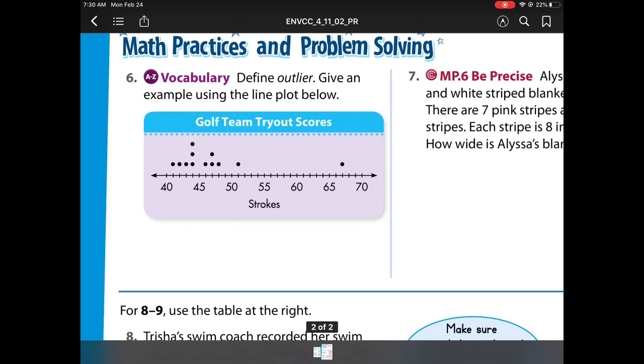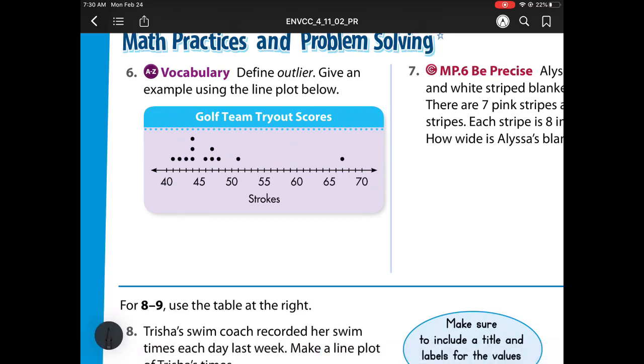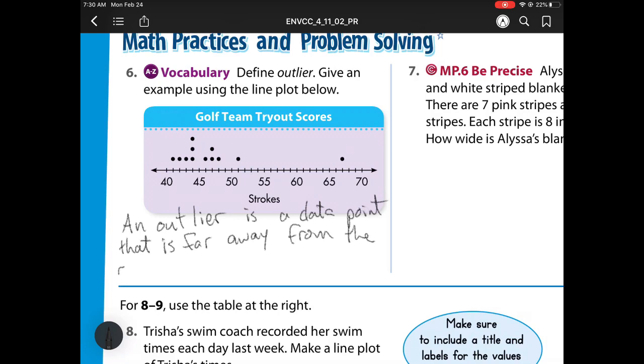Define outlier. Give an example using the line plot below. So remember, an outlier, oops, I have to put back on writing. An outlier is a data point that is far away from the other data. And what's my example here? Well, this one right there is my example, and that is 65, 66, 67. 67 is an outlier. And the reason why is notice how far away it is from all of my other dots.